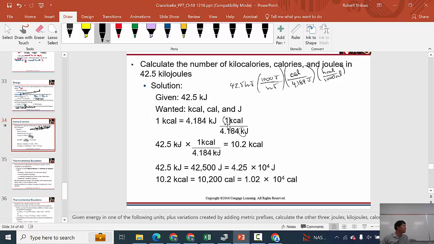There are other units too that you encounter sometimes. BTU, British Thermal Unit, etc. for energy.